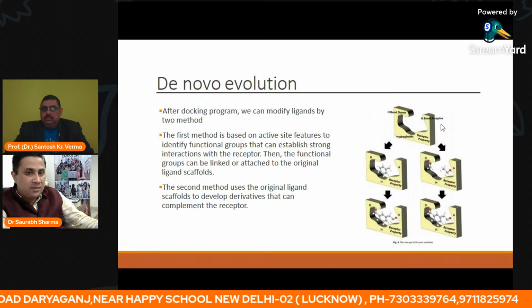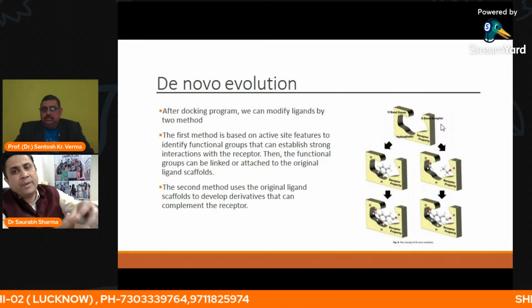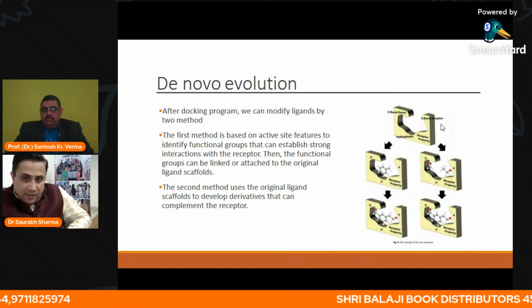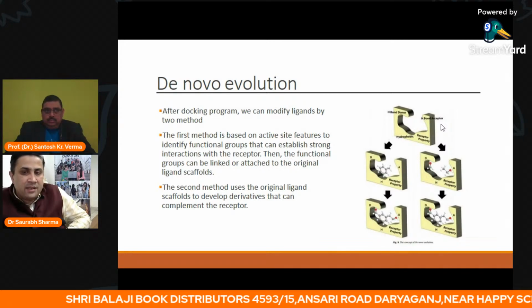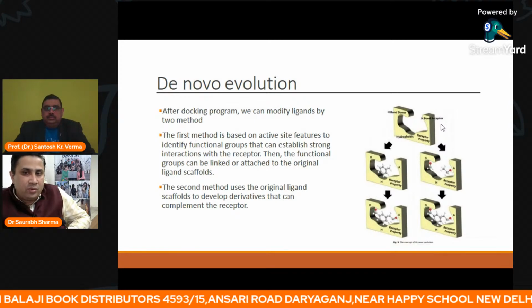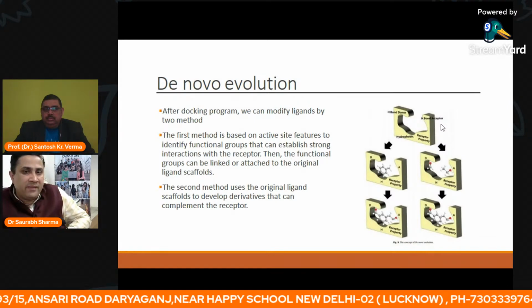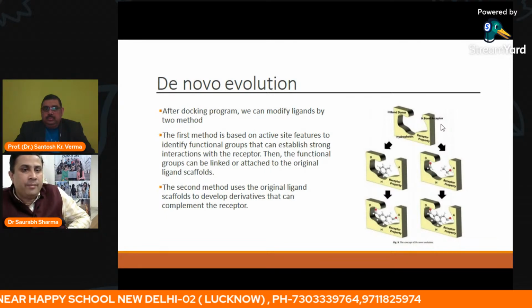and they can be structurally derivatized, and then they are subjected to binding with the particular receptor. So if one ligand is not binding, you are making derivatives, and based on those derivatives, you are pretending it to bind to another structure. So based on that particular derivatization, there may be better compounds which can come into the picture.